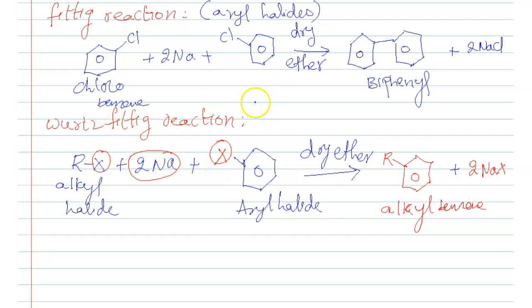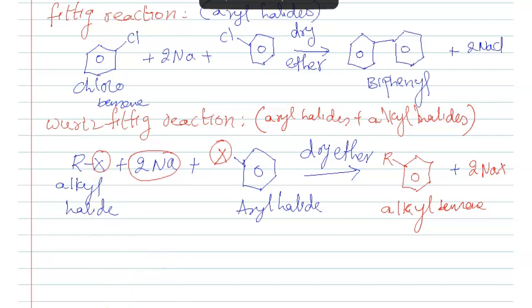This is Wurtz-Fittig reaction. So here, what is the main point of Wurtz-Fittig? Aryl halides plus alkyl halides, both are involved. So both aryl halide and alkyl halides react with sodium metal in dry ether to form Wurtz-Fittig reaction. So based on this, we can discuss one question.